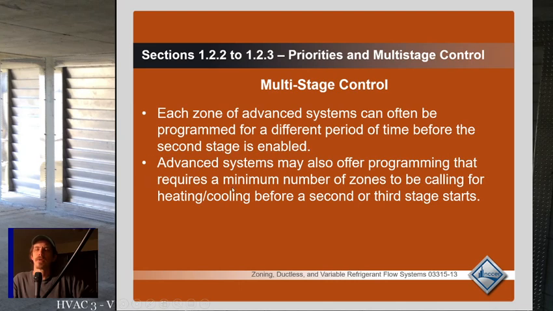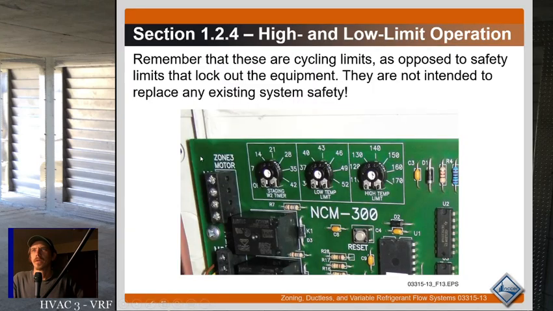Is that right? No, a lower delta T, right? You'll have a lower delta T if a lot of zones are calling, but even if only one zone's calling, one stage can usually maintain a very warm or very cold air temperature to the space. Remember that these are cycling limits as opposed to safety limits that lock out the equipment. They are not intended to replace any existing system safety. Yeah, the discharge temperature sensor is not there to provide a safety for the compressor or anything else.